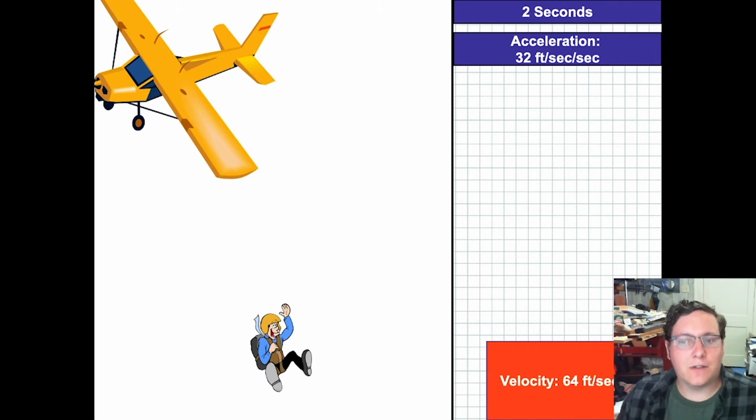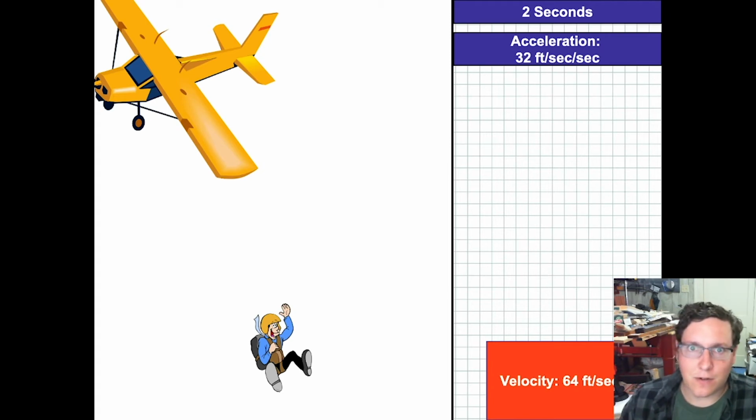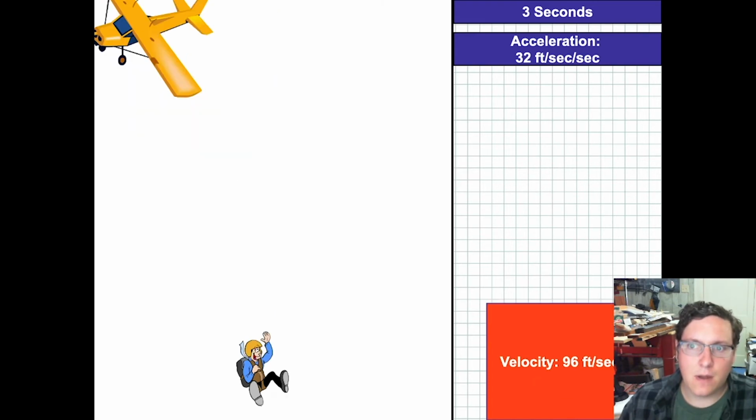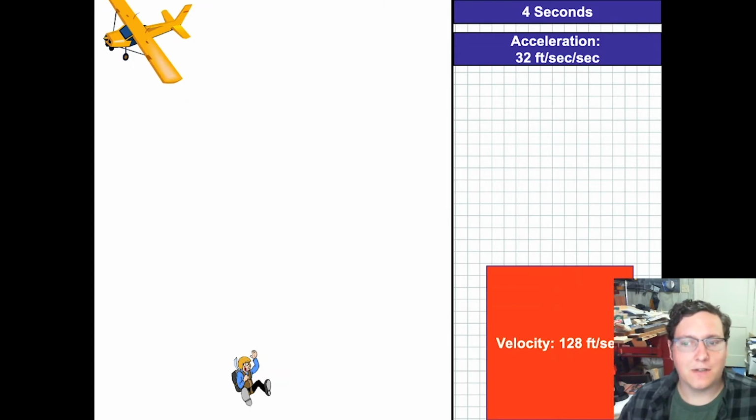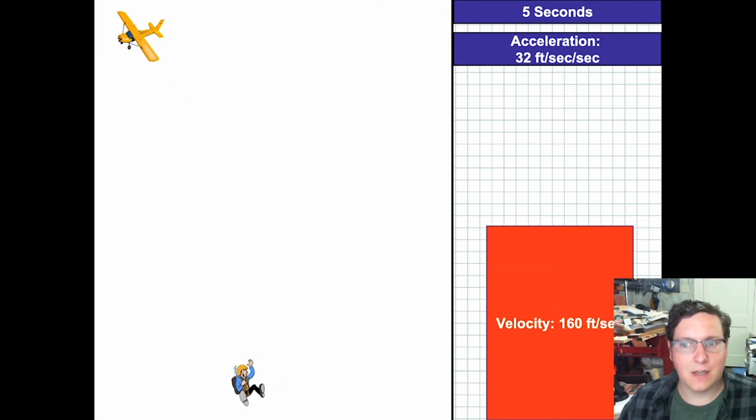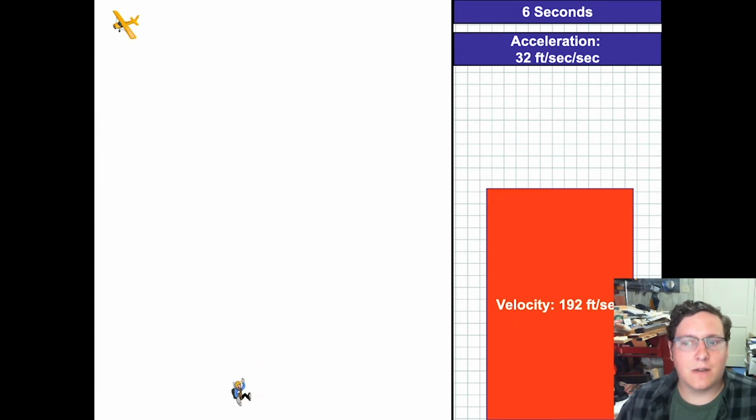But you're accelerating increasingly as you continue that time free. At 2 seconds, you're going to be at 64 feet per second as a velocity. You're still accelerating at 32 feet per second squared, but that continues. Every second you're getting another 32 feet per second added to your velocity. So 96 feet per second at 3 seconds. At 4 seconds, you're up to 128 feet per second. At 5 seconds, 160 feet per second. At 6 seconds, 192 feet per second. That acceleration is staying the same.